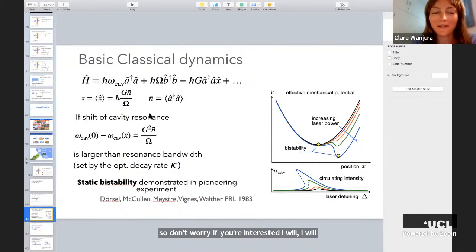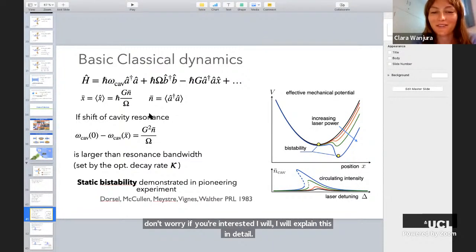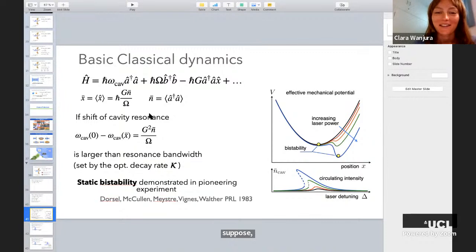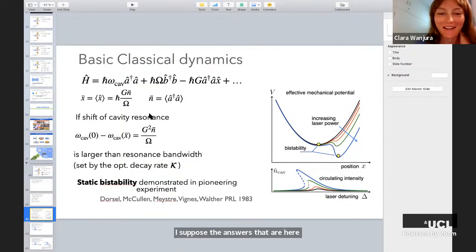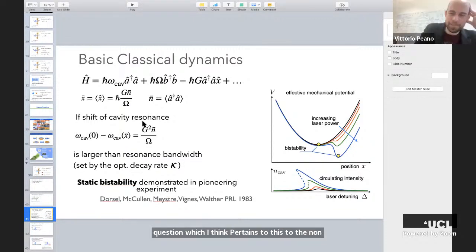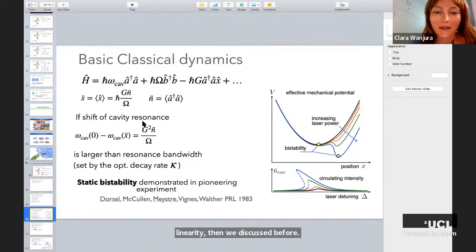So Sophia replies that thank you, and she's looking forward to learn more. So I suppose the answer is that, yes, we would like to hear more about this. There's another question which I think pertains to the non-linearity that we discussed before. Is the dynamics around the bistability a Hopf bifurcation?